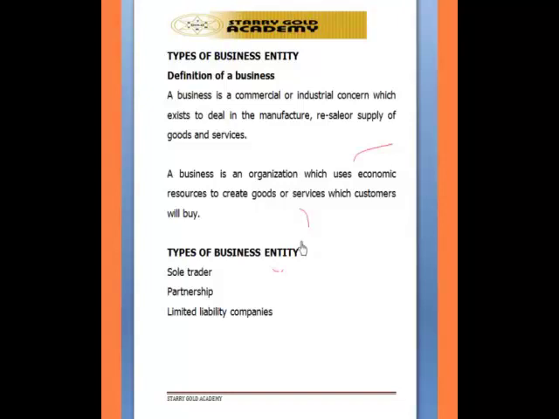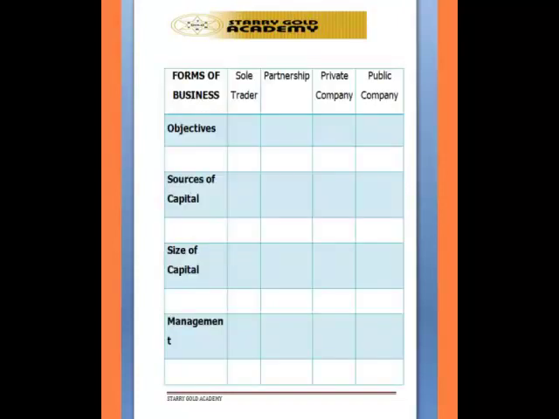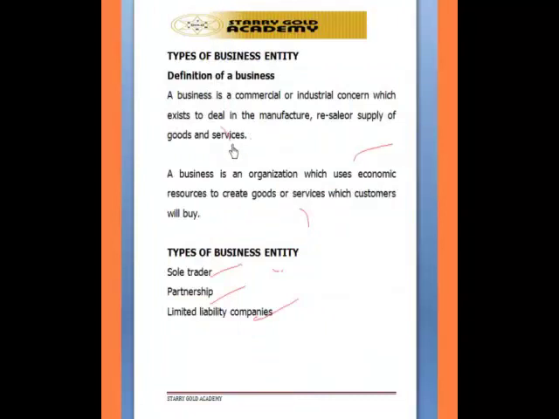Now, in accounting we shall only look at three major types of business entity. We'll look at the sole trader, who the sole trader is. We'll look at the partnership business, and we'll look at the limited liability company. To aid the understanding of these forms of business ownership, in summary, we will look at this table to summarize the various forms of business ownership. But before then, let's discuss a sole trader.